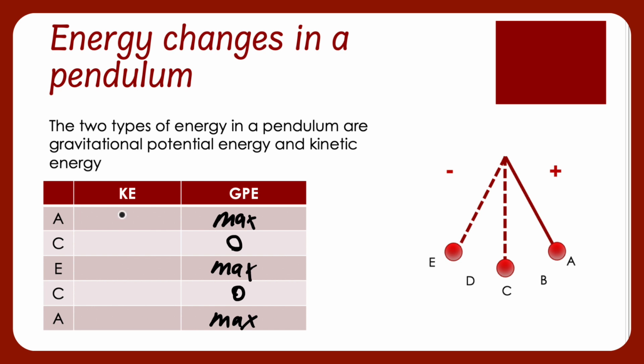Well, we also were talking about it moving, so there must be kinetic energy somewhere in the cycle. At A, we have zero kinetic energy because it stopped. At the bottom, this is where our kinetic energy is max, and I'll fill the rest in. Right now we're just talking about this qualitatively, but later we'll do the equations so that we can do it quantitatively as well.